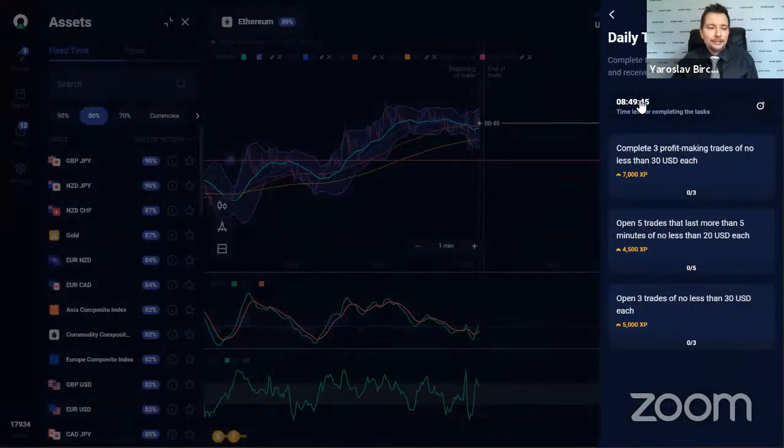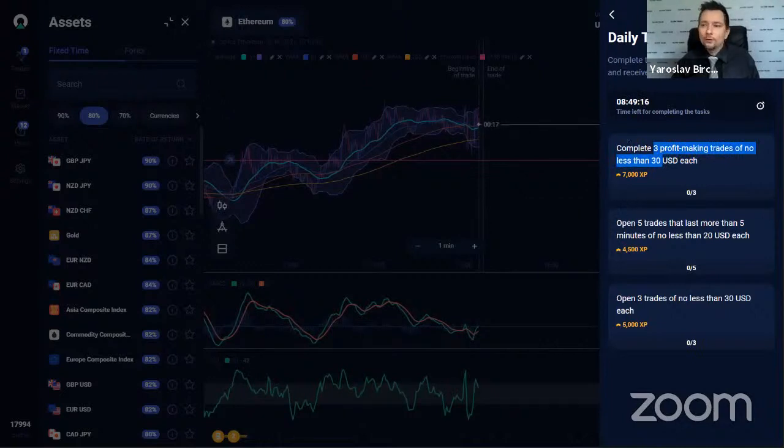So here we have Trader's Way. This is a special rewards program that Olymp Trade gives back to the community. And I actually can do these different quests. They're kind of like little tasks that you can do to earn experience to keep your status for longer. Angie, do you want to show what you're like? I have these quests. I need to make 3 profit-making trades of no less than $30. And I think I'm going to be working on that for the next little while today. What about you, Angie? What are your daily tasks on the Trader's Way?